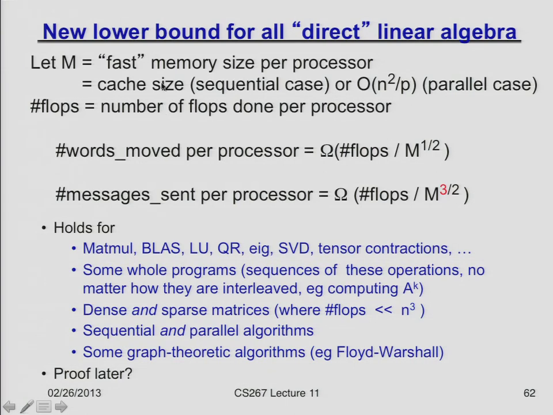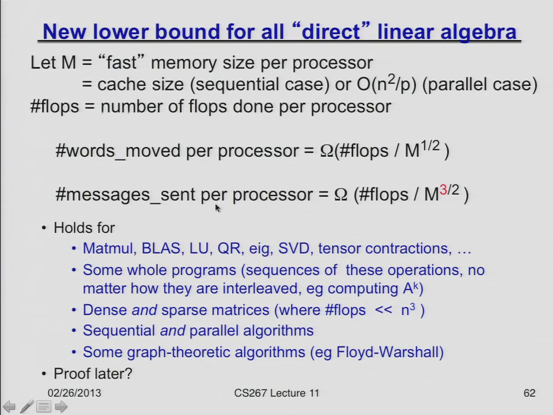It can be generalized. So the question is, you have one processor. It's going to do a certain number of floating point operations. It could be a sequential implementation, so it's doing all n cubed, say. Or it could be one processor out of many parallel processors, so it's doing one piece of all the work. And anyway, the number of words it has to move is the number of flops it does divided by the square root of how much memory it uses locally. That could be the cache size, or if you're not using all the memory, it's however much memory you actually choose to use on that processor. So that's the lower bound on the number of words moved.